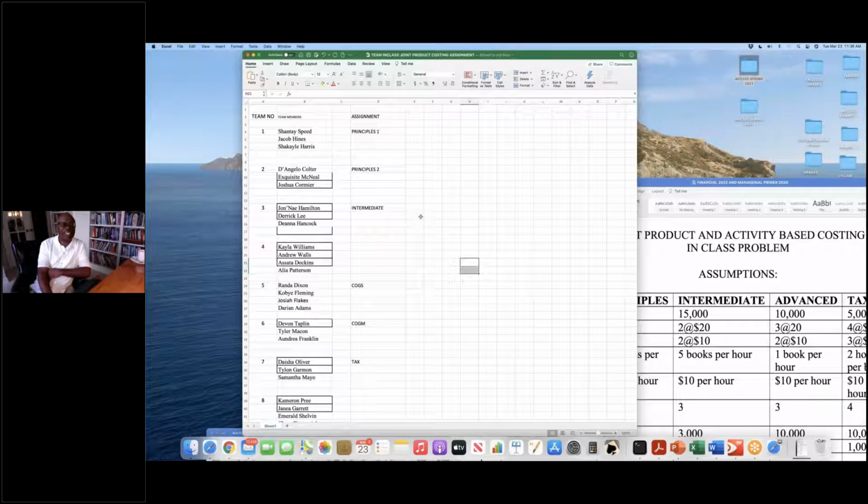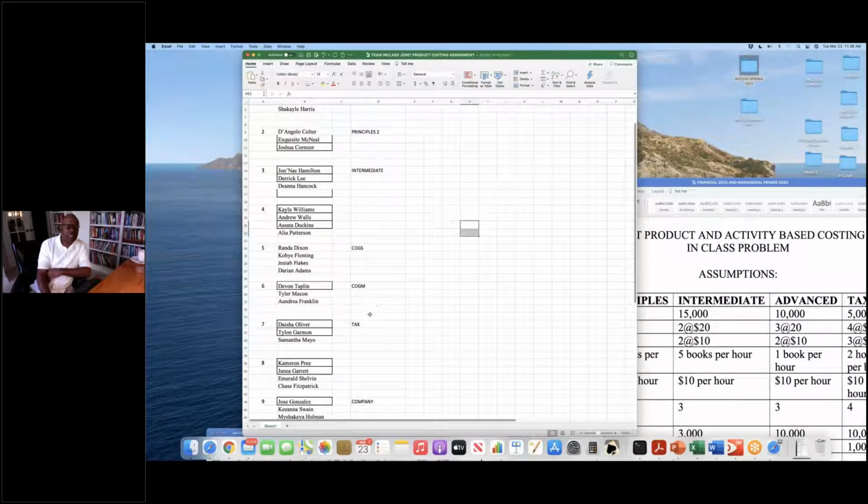So what is intermediate, like a mixture of everything? Yeah, Principles book. The in-class problem is broken up into sections. Oh, okay. Tax.